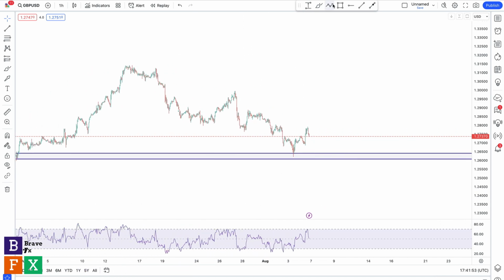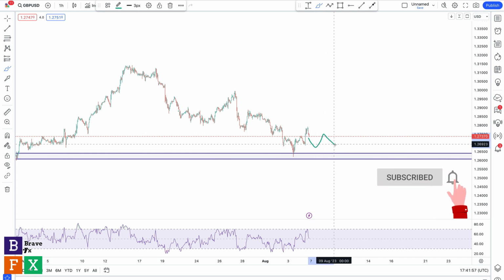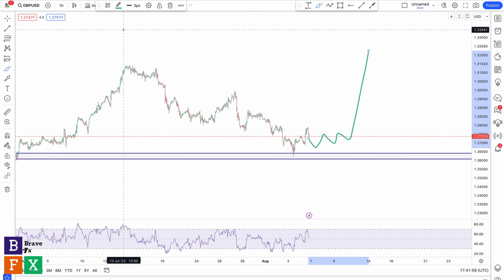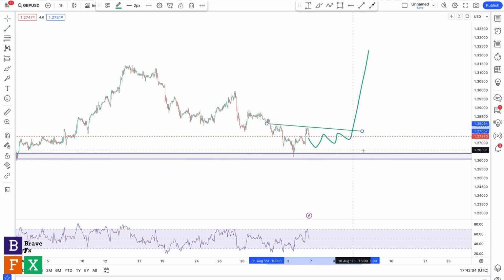So I think we are going to see a slight pullback. So I'm going to wait for a pullback, right? A consolidation, and then a bullish breakout. So something like this is what I'll be watching out for to go long on GBP-USD, right?